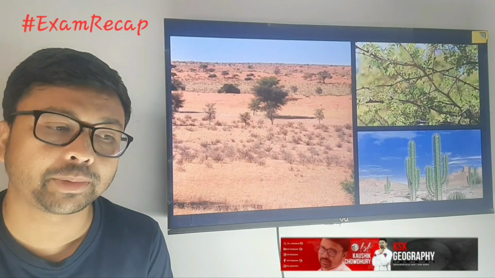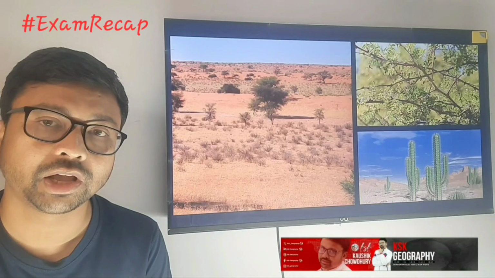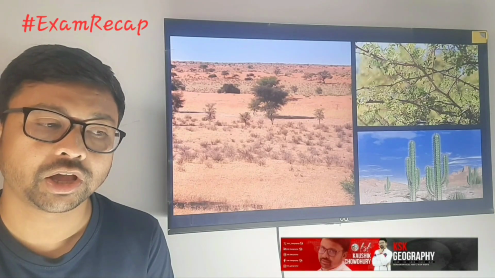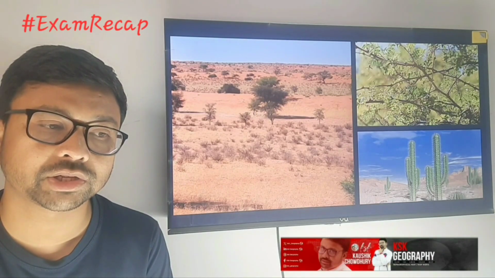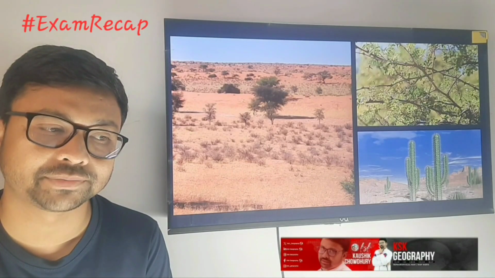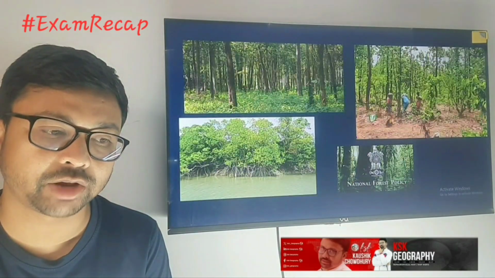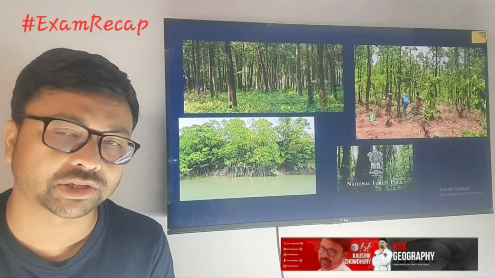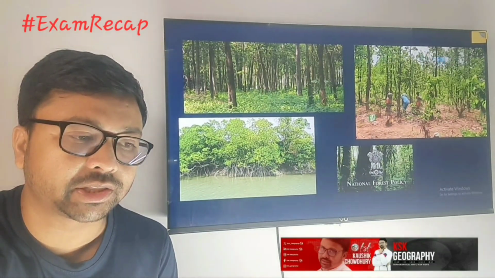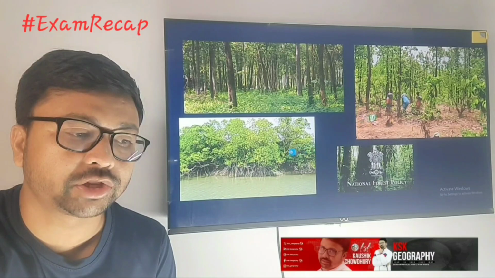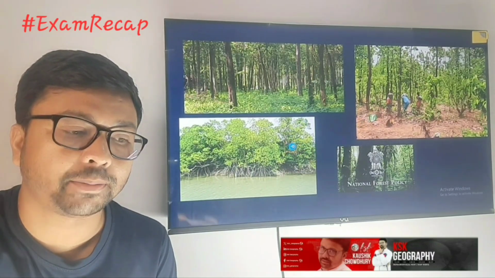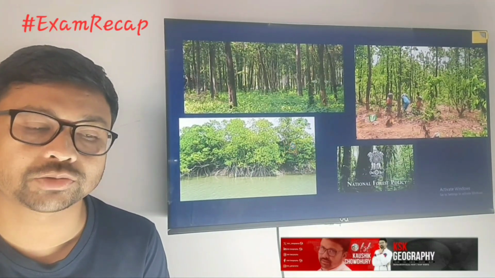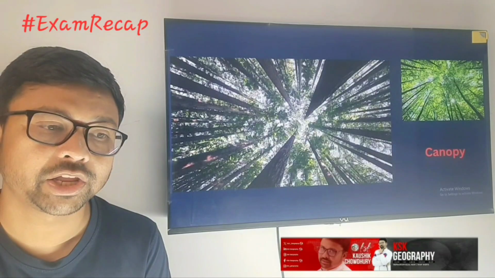This is a picture based question, it may come, so you should remember those things. So it's indicating the desert vegetation or thorn vegetation. Here you can see the thorns are there, cactus are there, and open scrubs are there, and much more. Next, here you can see the picture, the top two pictures are indicating the deciduous vegetation. This picture is indicating the mangrove vegetation, and the national forest policy. These are the symbols for that.